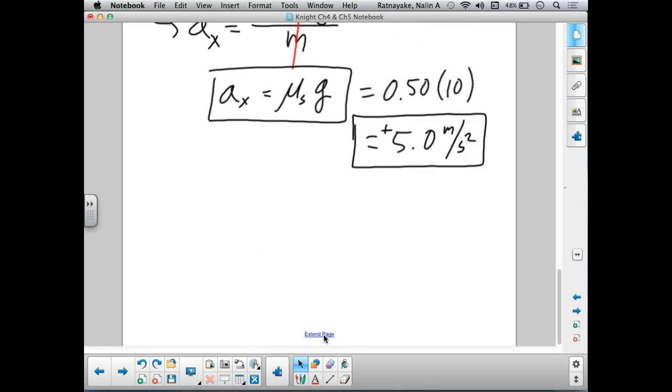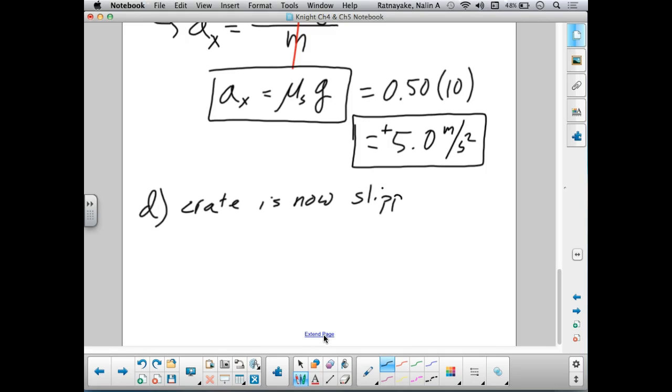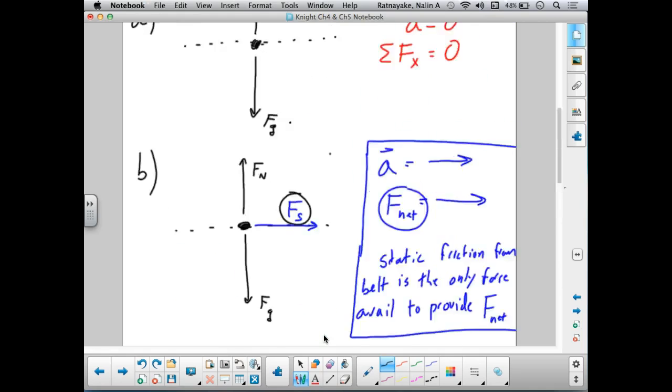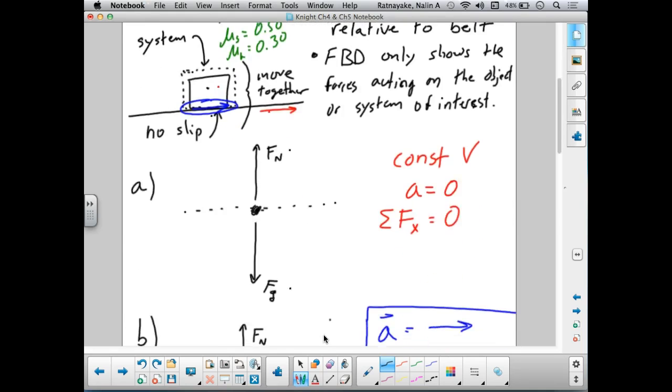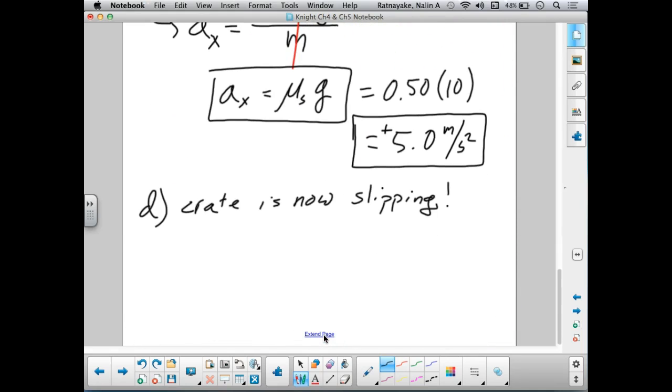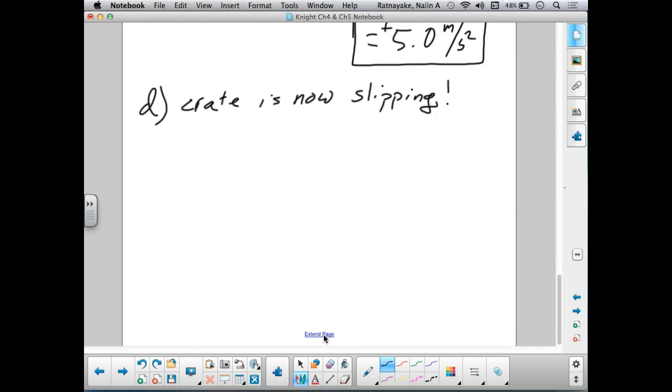If the crate is slipping, so let's write down D, crate is now slipping. Okay, now if the crate is slipping, then we can no longer use static friction, because static friction means that there can't be any motion between the two objects that are rubbing against each other. Now we clearly do have motion, we have slipping. We have to use kinetic friction.